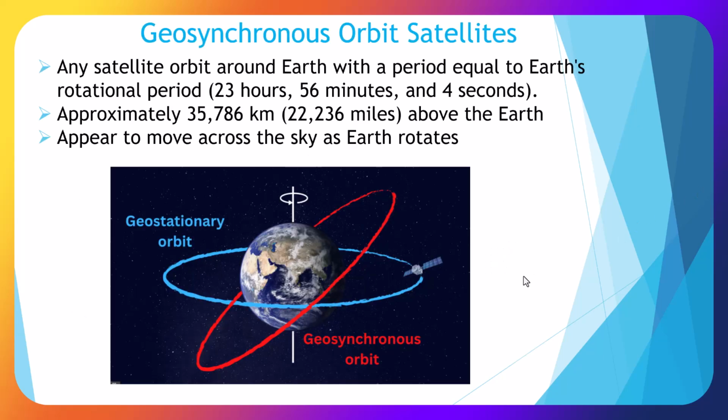Okay, here's a geosynchronous path, and this is in red. It's a satellite orbiting the Earth with a period that's equal to the Earth's rotational period, around 23 hours, 56 minutes, and 4 seconds. It's approximately 22,236 miles above the Earth, and appears to move across the sky as the Earth rotates.